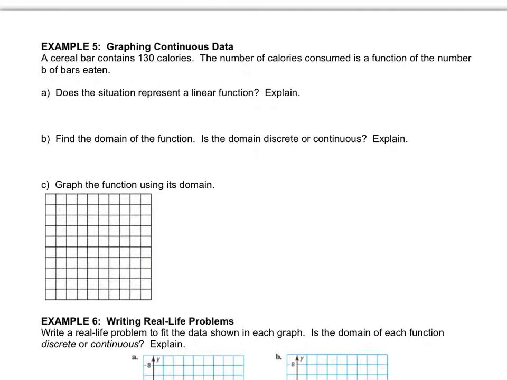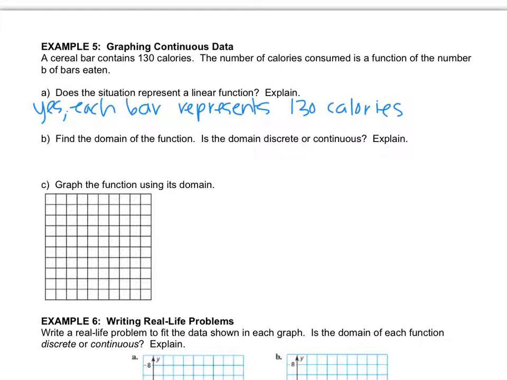Here's an example of continuous data. A cereal bar contains 130 calories. The number of calories consumed is a function of the number of bars eaten. So does it represent a linear function? And it does, because every time you eat a bar, your calories go up by 130, right? So it's not like you eat 1 bar, it's 130 calories. You eat 2 bars, it's 275 calories. You eat 3 bars, it's 4,000 calories, right? So there's a constant relationship between the number of bars and the number of calories.